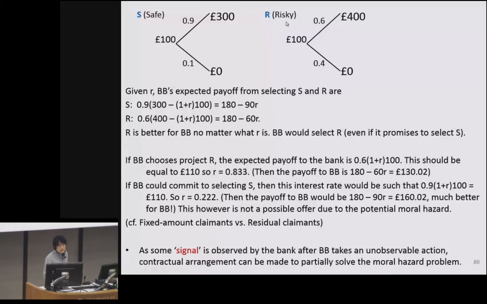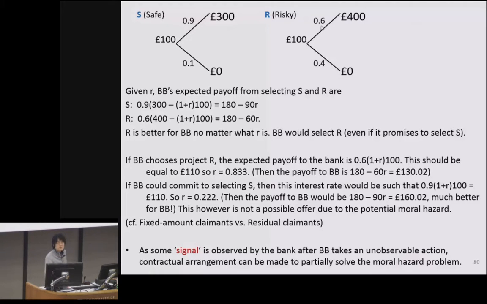Brown Bakery can choose the risky project because it knows that their project choice will never be detected by the bank, and because of that, their payoff is only 130 pounds. If they cannot do moral hazard, then their payoff would be 160 pounds. So it's actually hurting. The bank is getting 110 pounds either way, but it is actually hurting Brown Bakery.